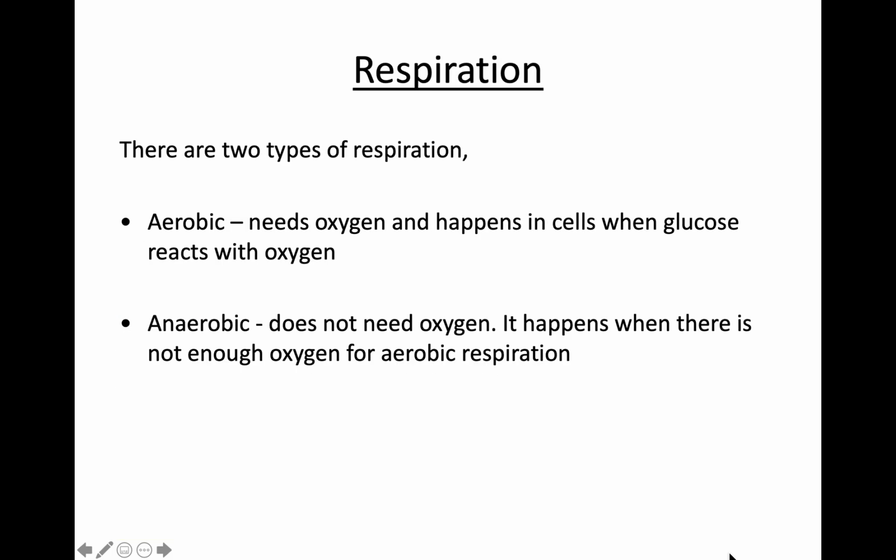Okay, so we looked at the two types of respiration. There's aerobic respiration, which we've done, which needs oxygen and happens in cells when glucose reacts with oxygen, and it releases energy. Anaerobic, so 'an' means does not need oxygen. It happens when there is not enough oxygen. So you don't have enough oxygen, how are you going to respire? You use something called anaerobic respiration.